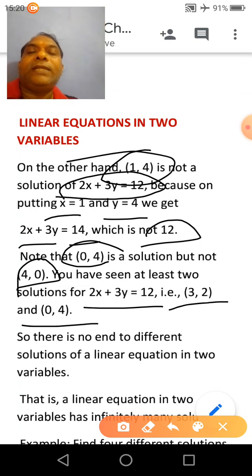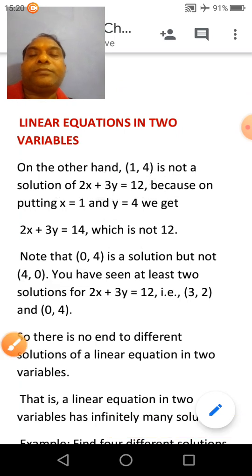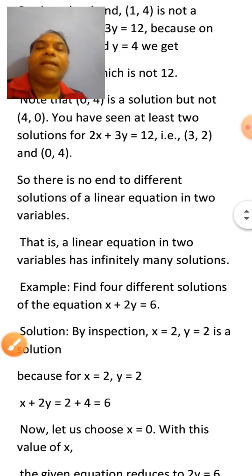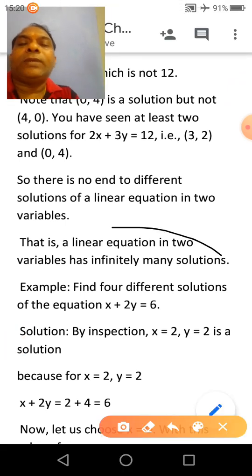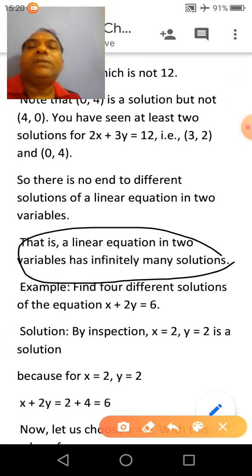Clear? So there is no end to the different solutions of a linear equation in two variables. That is, a linear equation in two variables has infinitely many solutions. You have to remember this point. The linear equation in two variables has infinitely many solutions.